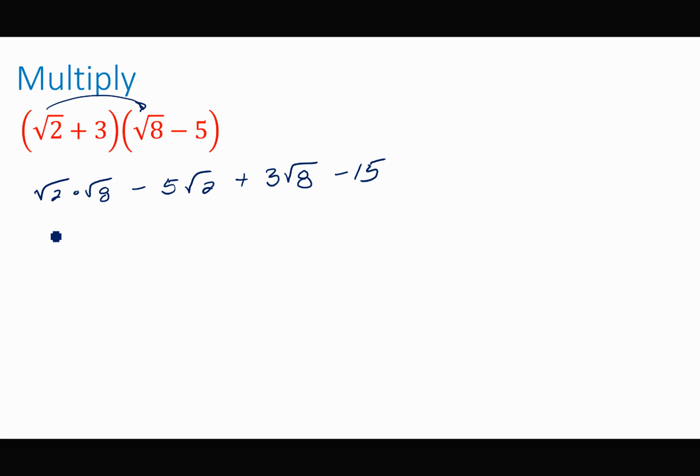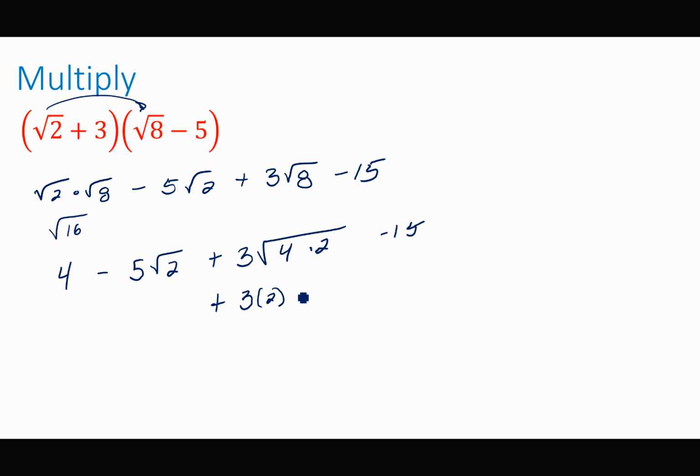Square root of 2 times square root of 8, I could rewrite that as square root of 16, which is nice because that's just 4, minus 5 root 2. Can I break up 8 with one factor being a perfect square? I could do 4 and 2. And so this is really 3 times 2 times square root of 2 minus 15, 4 minus 5 root 2.